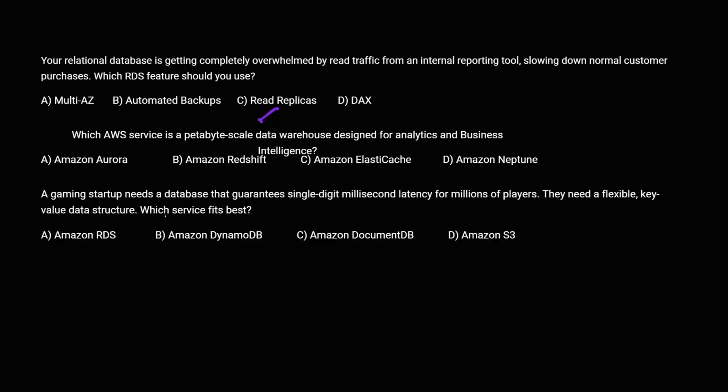The next question we have here is, which AWS service is a petabyte scale data warehouse designed for analytics and business intelligence? We have Amazon Aurora, Amazon Redshift, Amazon ElastiCache, and Amazon Neptune. See, here the data warehouse and analytics are the massive trigger words. Aurora is for live transactions. Neptune is for social graphs. The data warehouse is always Amazon Redshift.